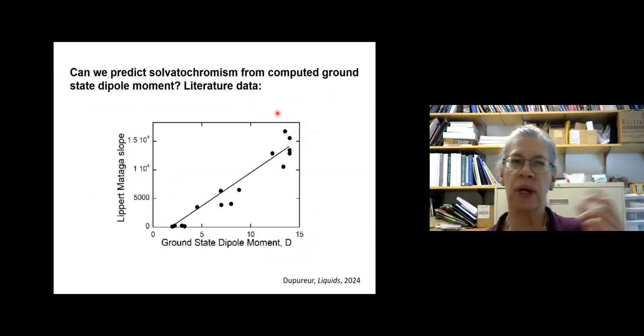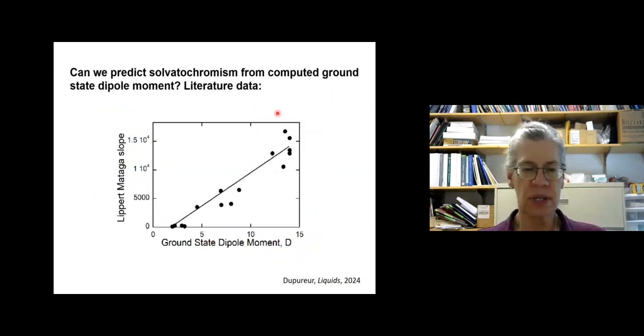At this point, we had looked at literature data for a number of systems, but often the Lippert-Mataga plot isn't plotted, even though a lot of solvent data is out there. So we were wondering, can we use the ground state dipole moment as an indicator of the potential for solvatochromic behavior in a dye we haven't made yet? It would be a good design tool.